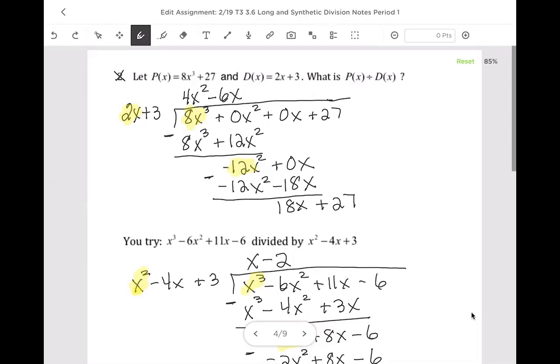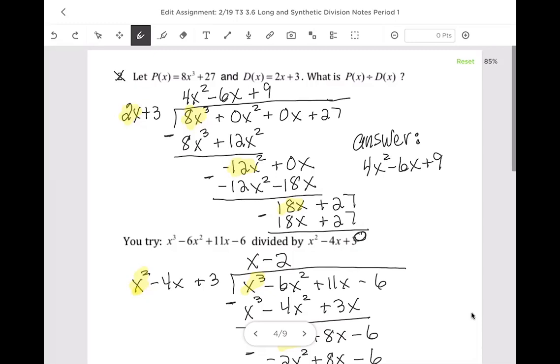Last one. Take 18x and divide by 2x and you get 9. Multiply and you get 18x plus 27. Subtract and you get 0. So your answer is 4x squared minus 6x plus 9.